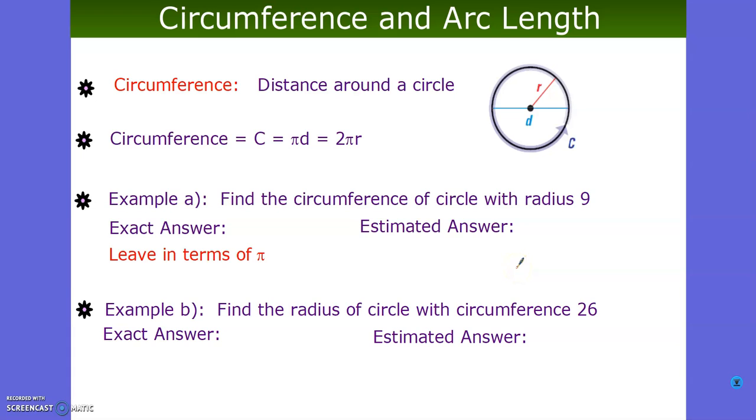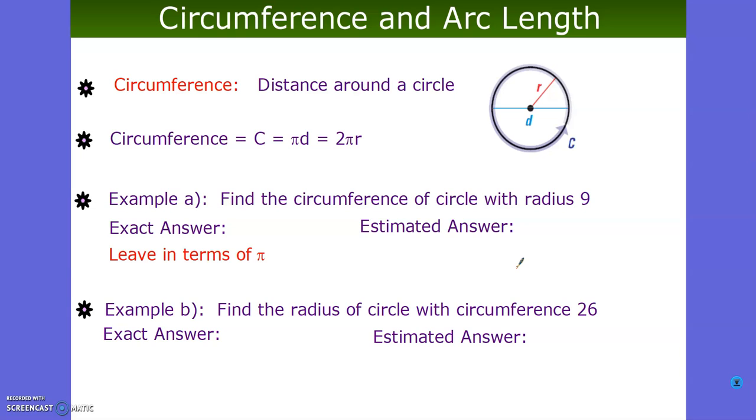In this lesson, we'll take a look at circumference and arc length. Circumference, remember, is your distance around a circle. It can be found by the formula pi times diameter, or 2 times pi times your radius. We'll take a look at our first example.